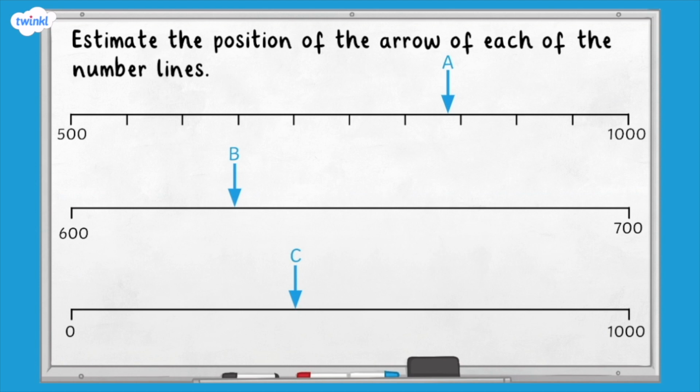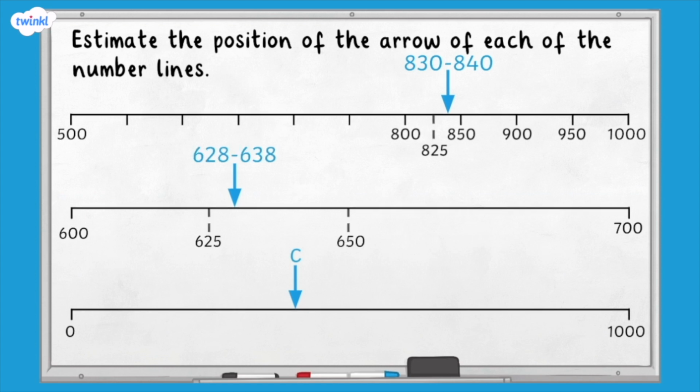A good estimate for the number at point A would be between 830 to 840. A good estimate for the number at point B would be between 628 and 638. A good estimate for the number at point C would be between 390 and 410.